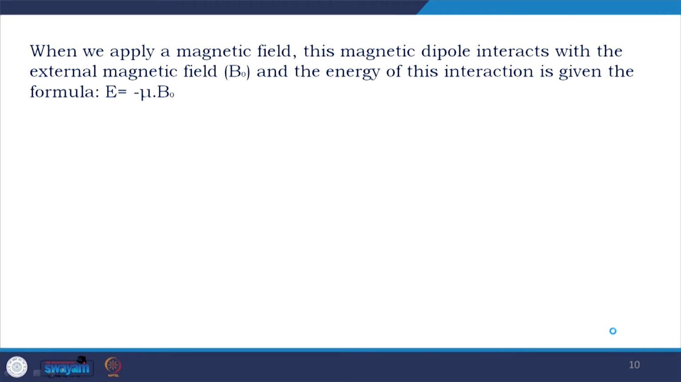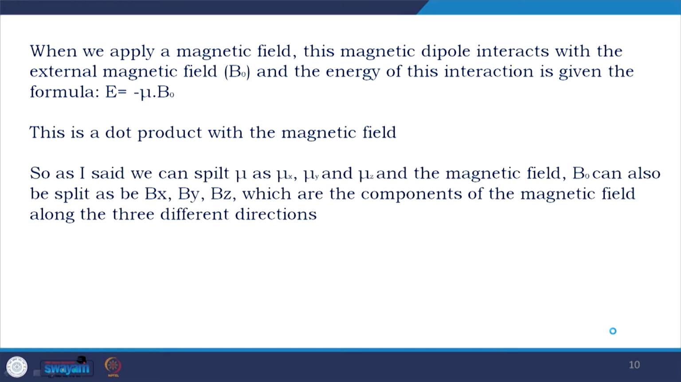When we apply a magnetic field, this magnetic dipole interacts with the external magnetic field, and the energy of this interaction is given by the formula energy equal to minus mu dot B0. B0 is the external magnetic field. This is a dot product because of the vector property. So, it is a multiplication, but a dot product because of the vector property.